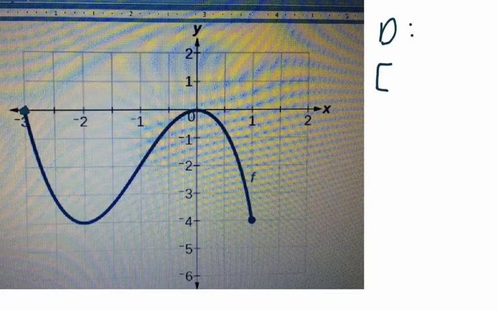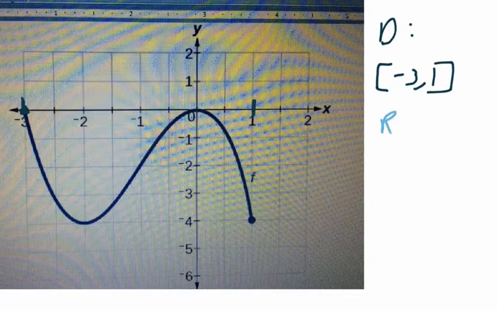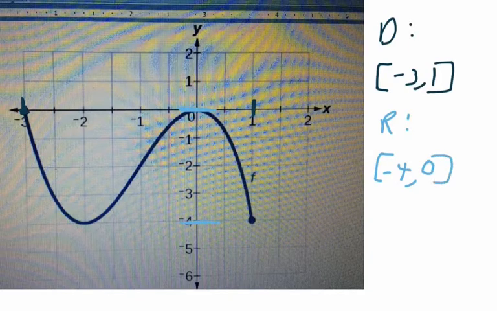So the lowest x value is over here at -3. The highest x value is over here at 1. So my domain is from -3 to +1. For my range, I'm looking at the lowest y value to the highest y value. Well, the lowest y value is over here, which is down at -4, and the highest y value is all the way at 0. So looking at the graph, my range goes from -4 to 0.